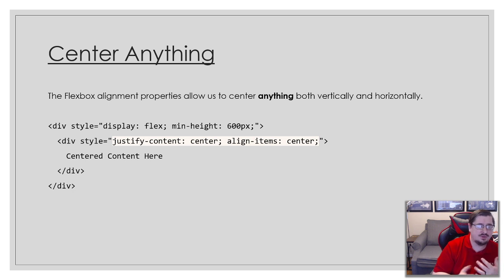I can actually use these alignment properties to align any element I want. So let's say I start with a div and I make it a flex container. I give it a minimum height of 600, so it has to be at least 600 pixels tall. I can then say, okay, within this container, I want to center this content. If I apply justify content center, align items center, it will now be centered in the middle.